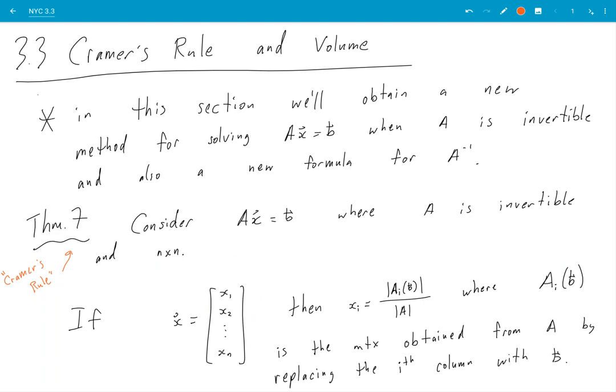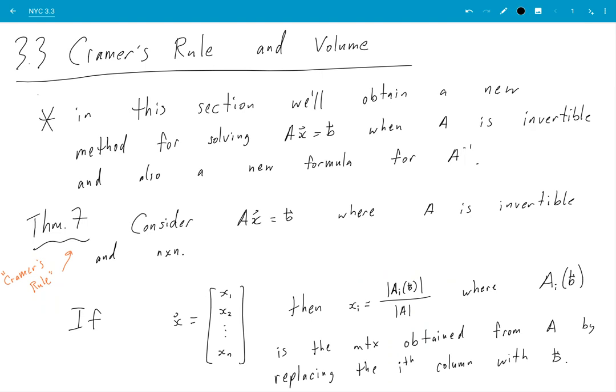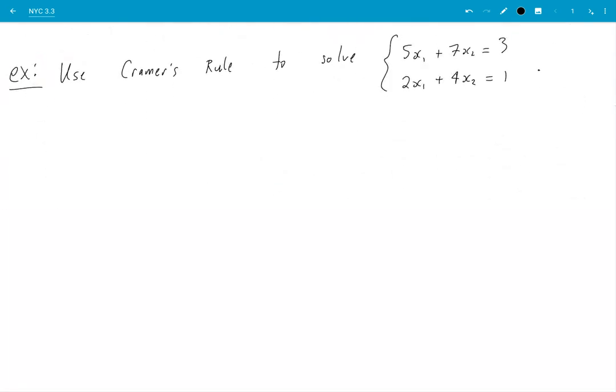Again, then we're going to use Cramer's rule to get a new formula for A inverse, which is occasionally useful. Okay, so Cramer's rule is mainly this formula here, where I have defined this matrix, but I think an example would be best to illustrate how this works. So I'm going to use Cramer's rule to solve this one. So pause and copy this.